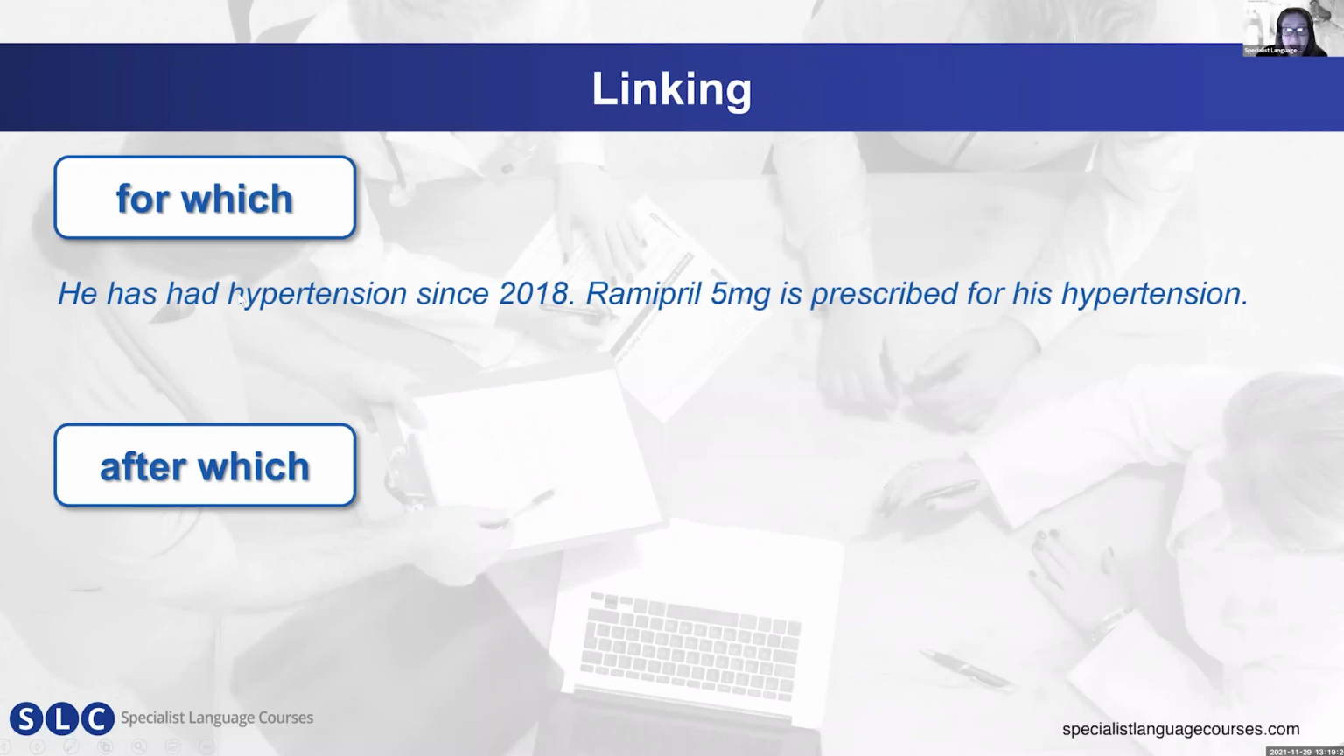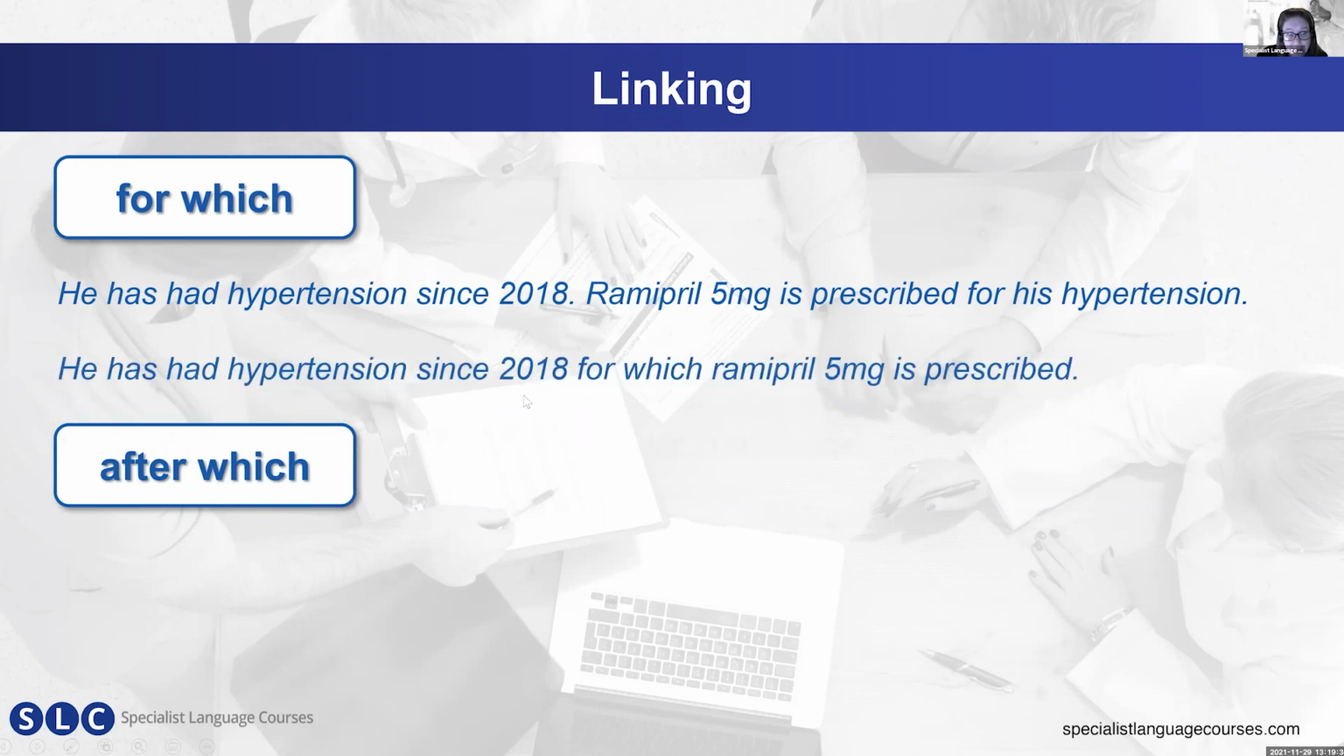So he has had hypertension since 2018. Ramipril 5 milligrams is prescribed for his hypertension. So we're connecting them together using for which to avoid repetition. So we could say he has had hypertension since 2018, for which Ramipril 5 milligrams is prescribed. So it goes in the middle of the sentence and it's referring to the hypertension, for his hypertension.